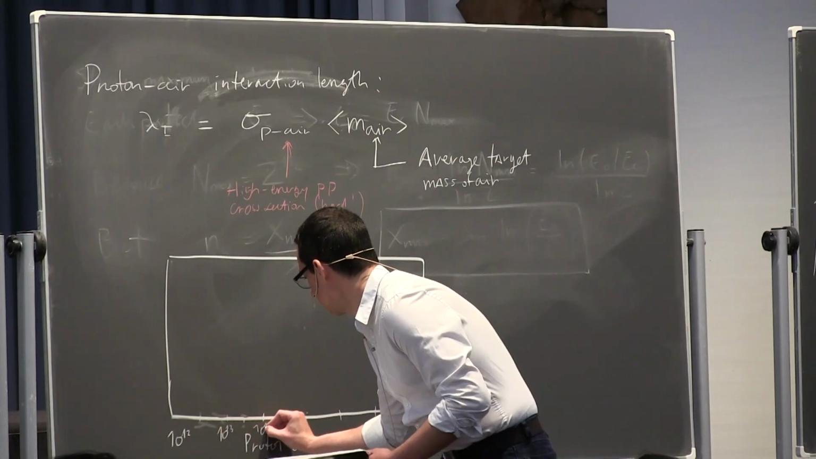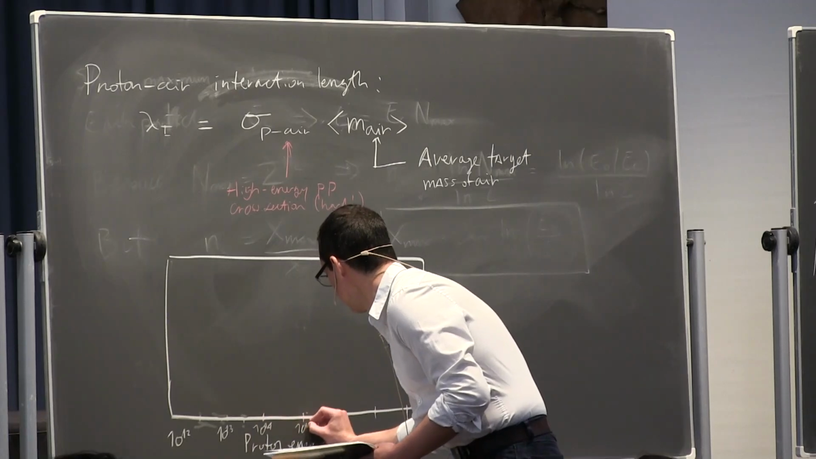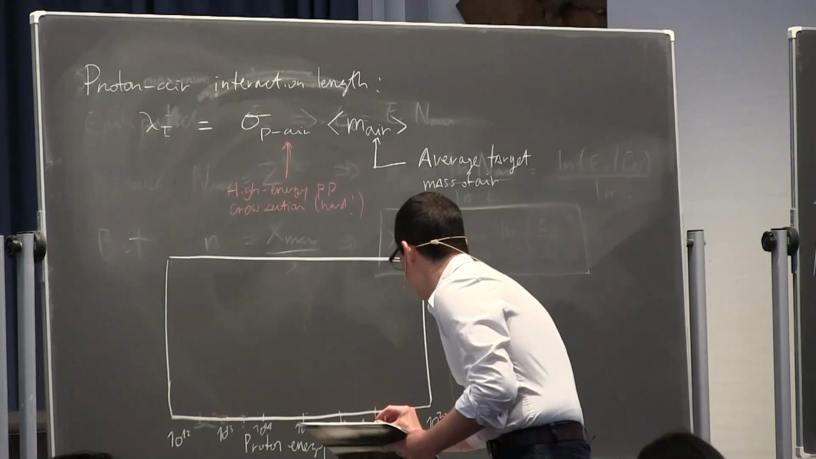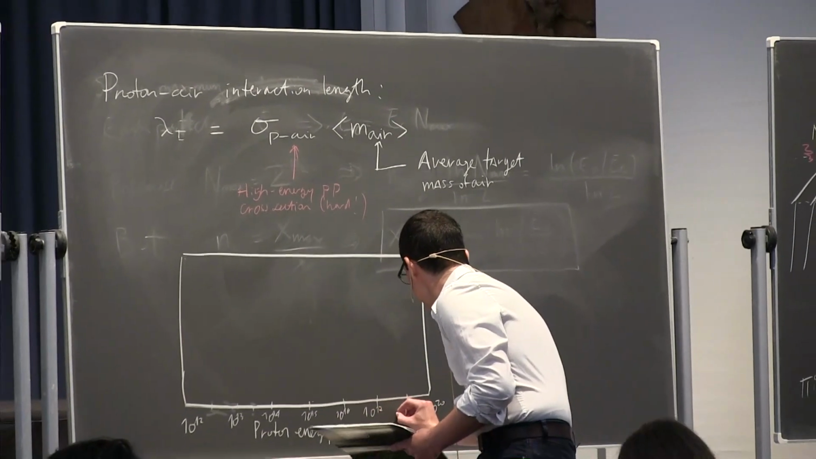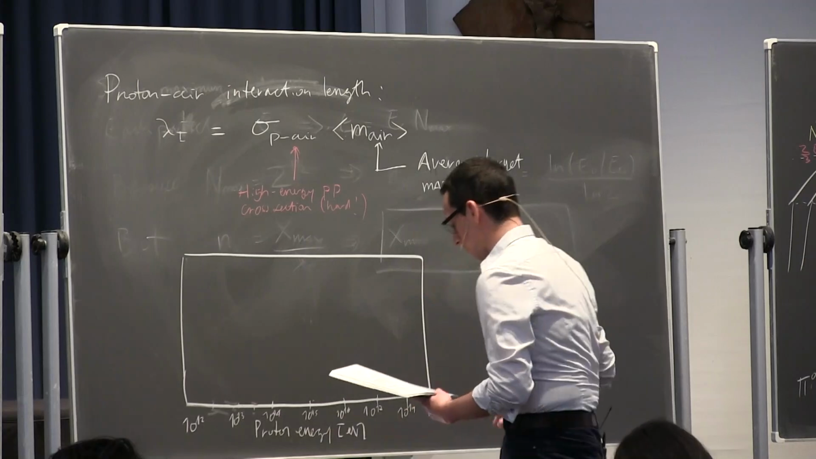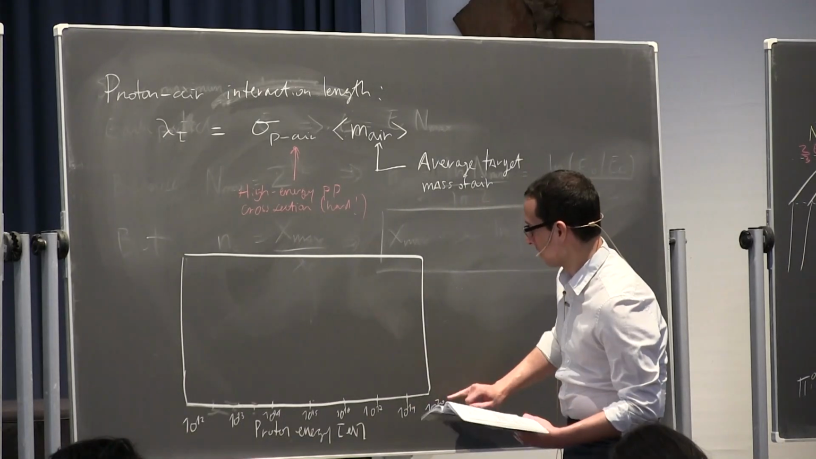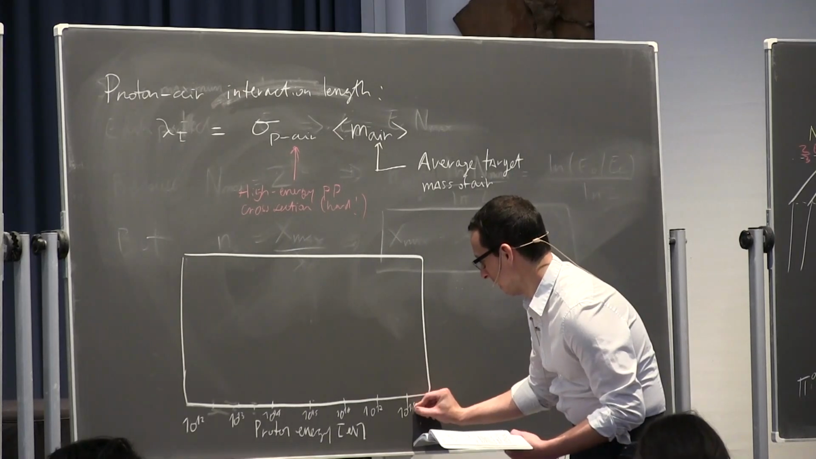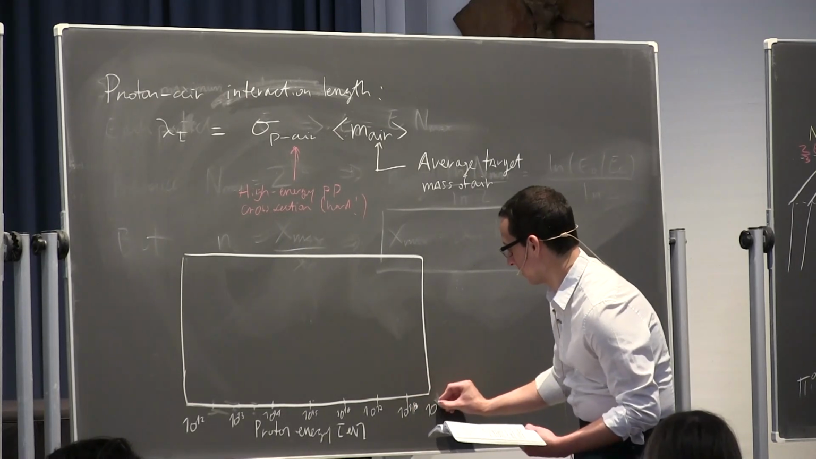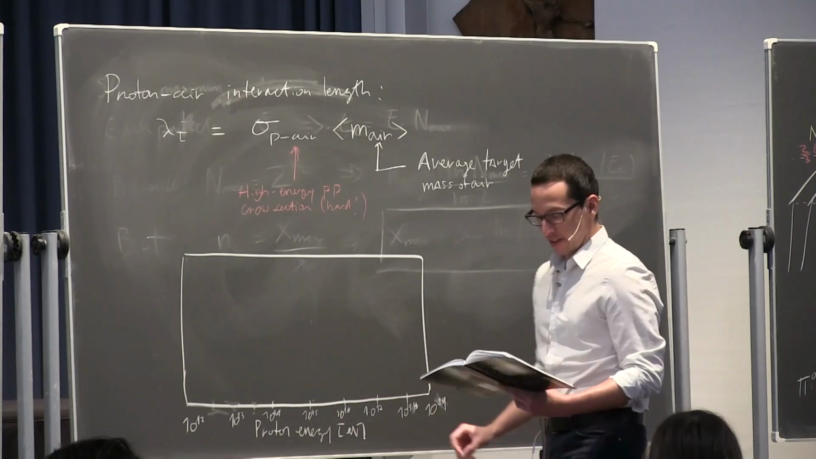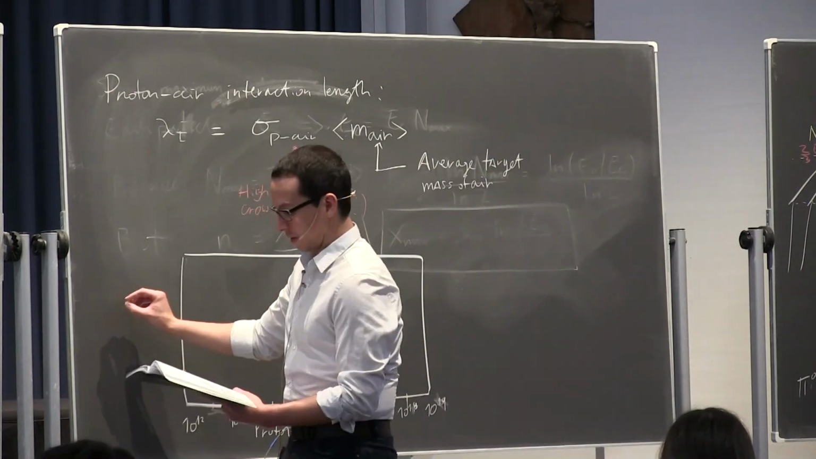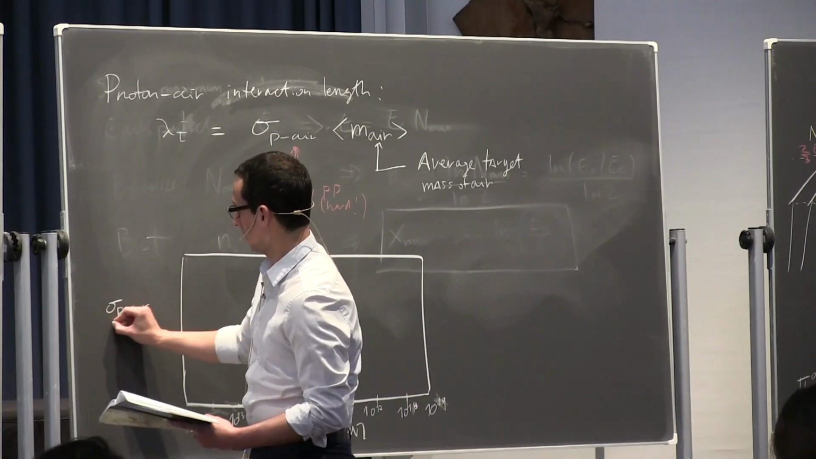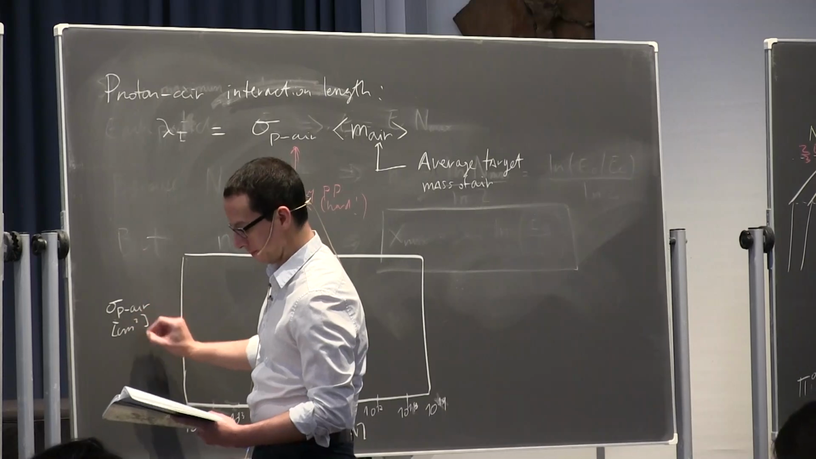13, 14, 15, 16. I missed one, sorry. 17, 18. Actually, it doesn't make much difference because we don't have much information here anyway, so I can just put 19 safely. Okay, and this is going to be the cross-section of proton on air. So this is centimeter square.